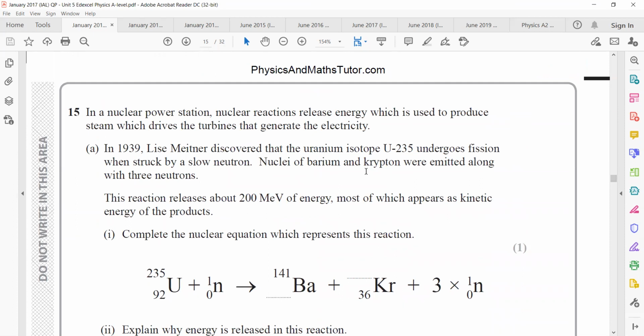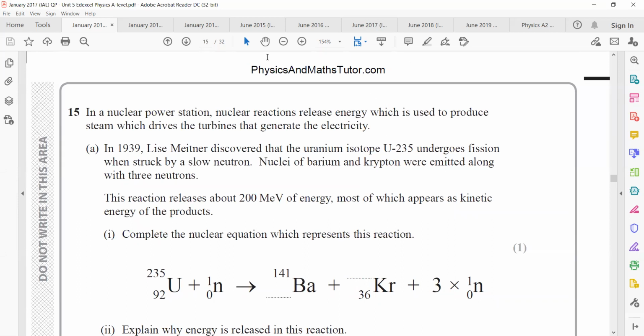Another question. In a nuclear power station, nuclear reactions release energy which is used to produce steam which drives the turbine that generates electricity. That is the mechanism of nuclear power stations.